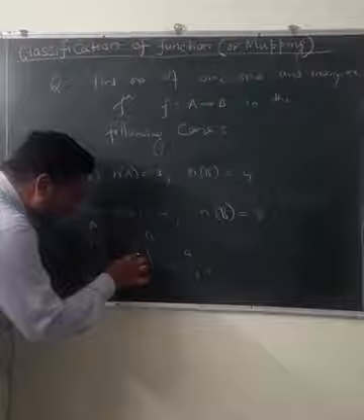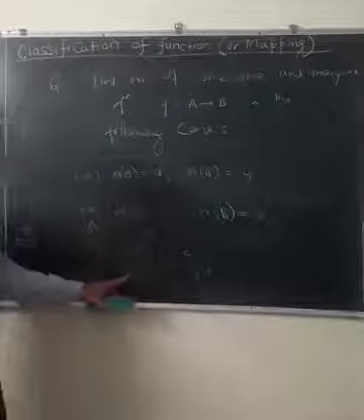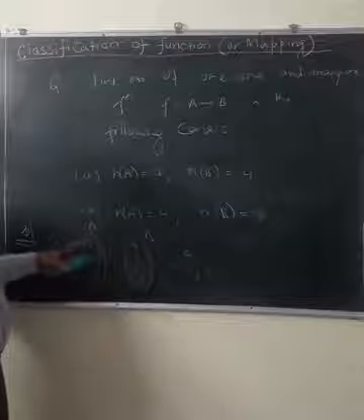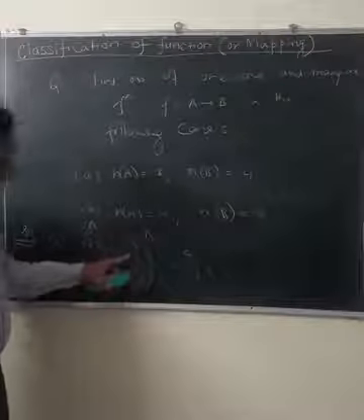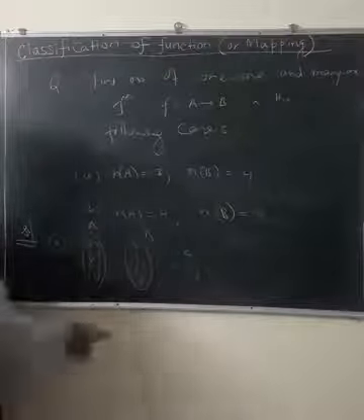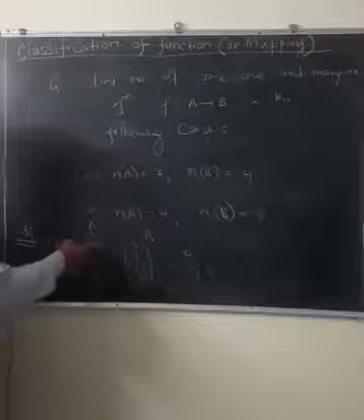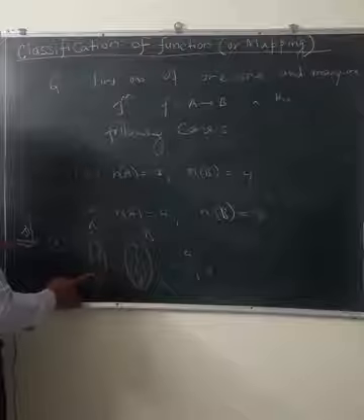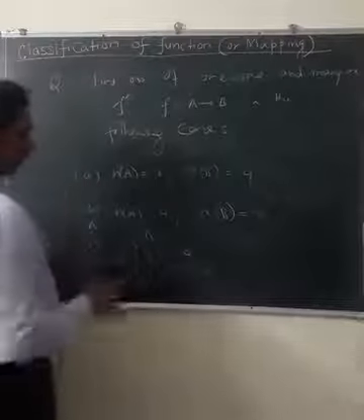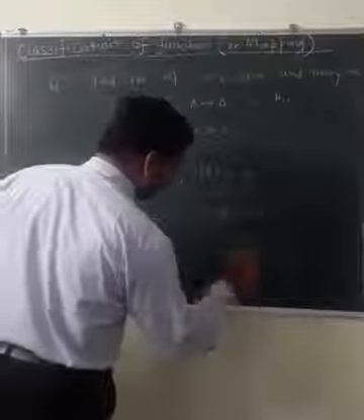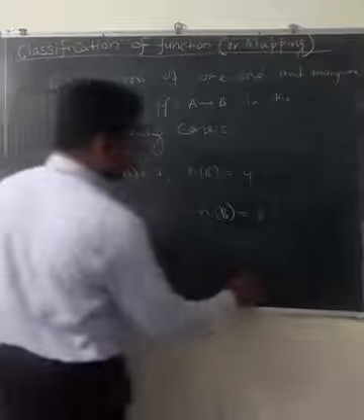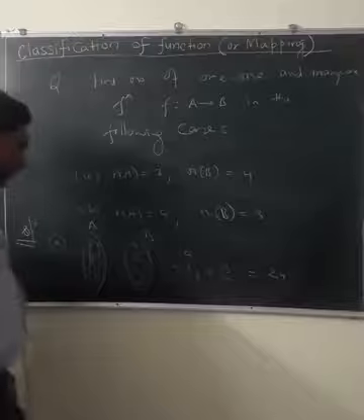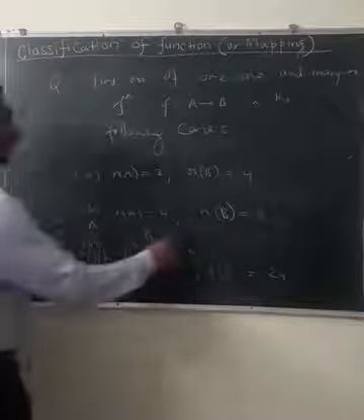Then suppose I select B, C, D, these 3 objects. I want to place these 3 objects in these places. So I can do it in 3 factorial. Or you can say this place can be filled in 3 ways, this can be filled in 2 ways, this can be filled in 1 way, because repetition is not allowed. So this is 3 into 2 into 1, that is 3 factorial. This will be equal to how much? 4 into 6, 24. There will be 24 one-one functions. This is the number of one-one functions.